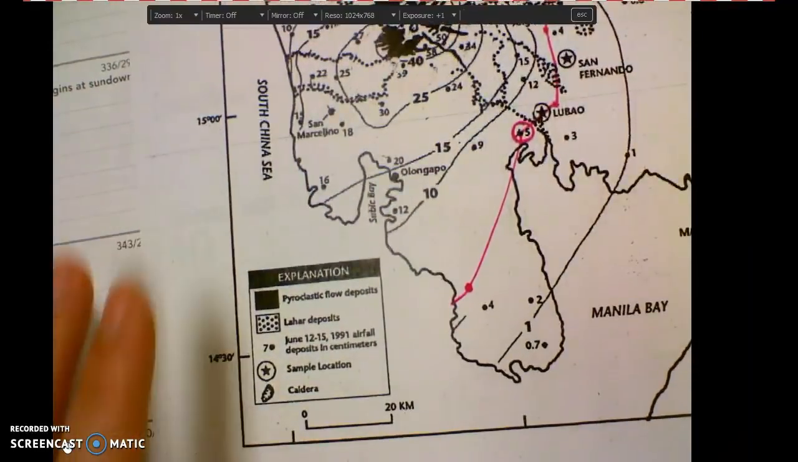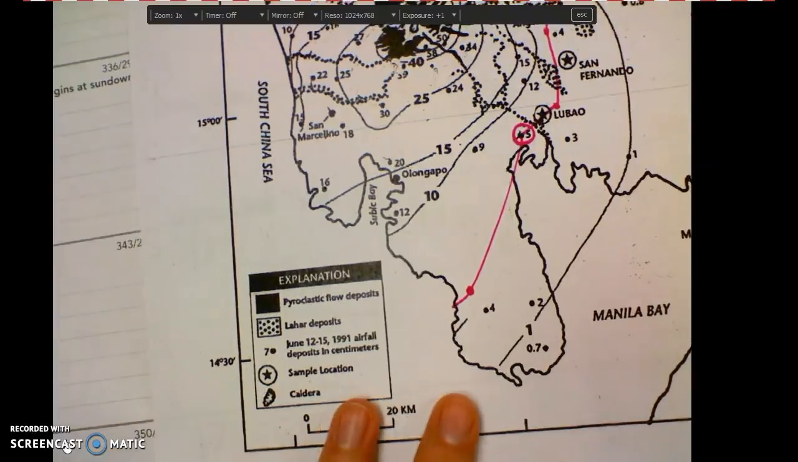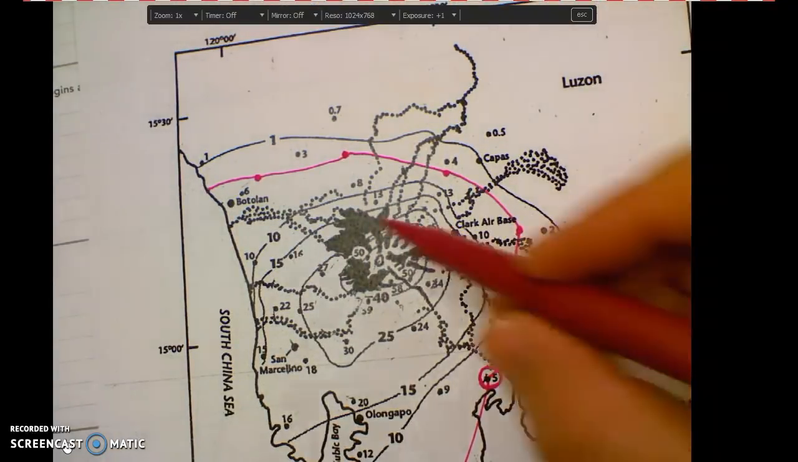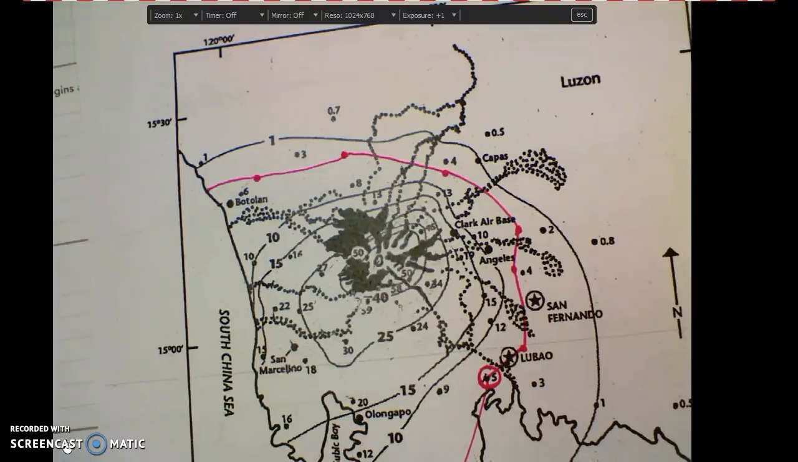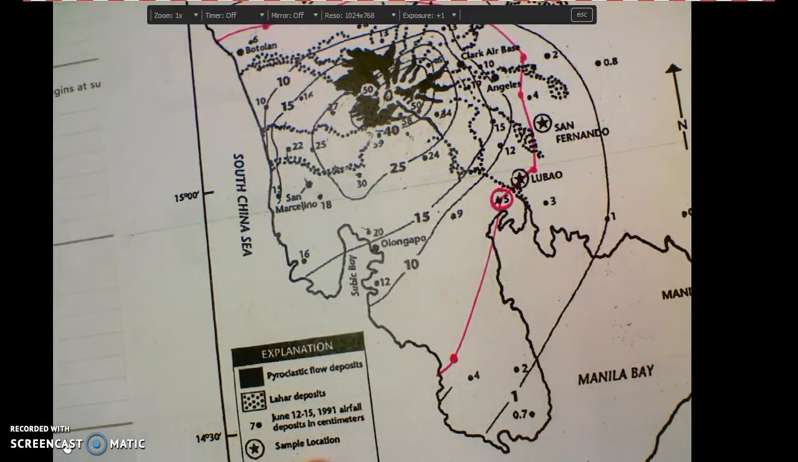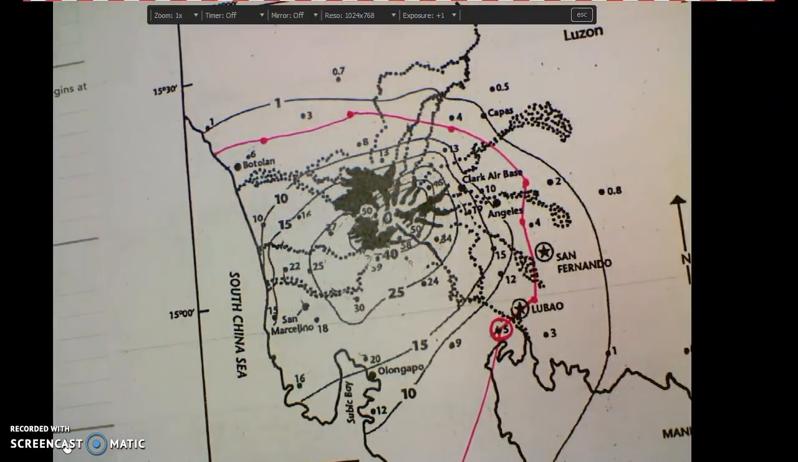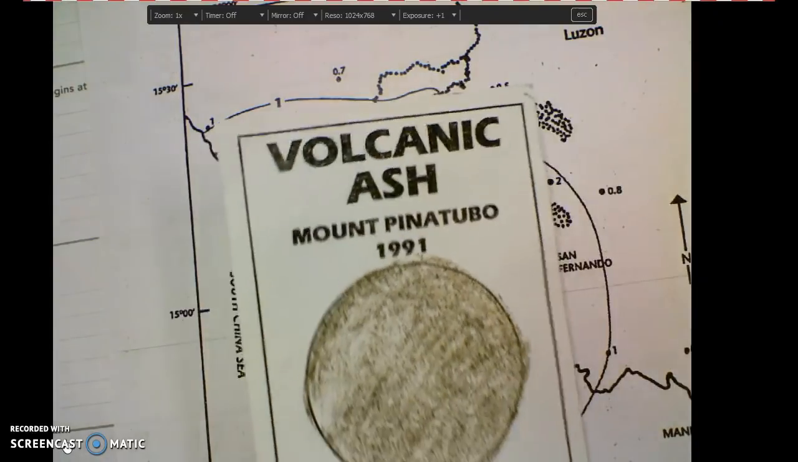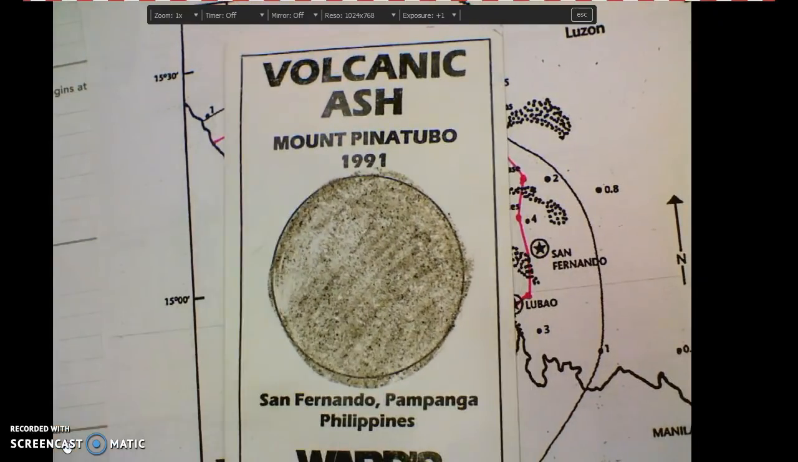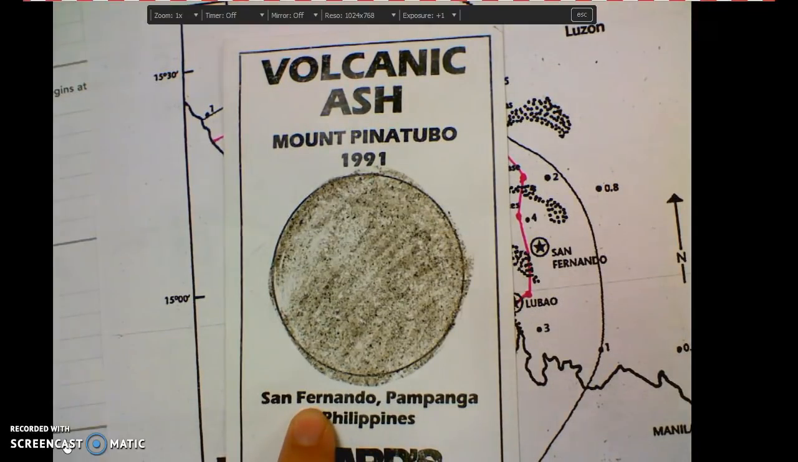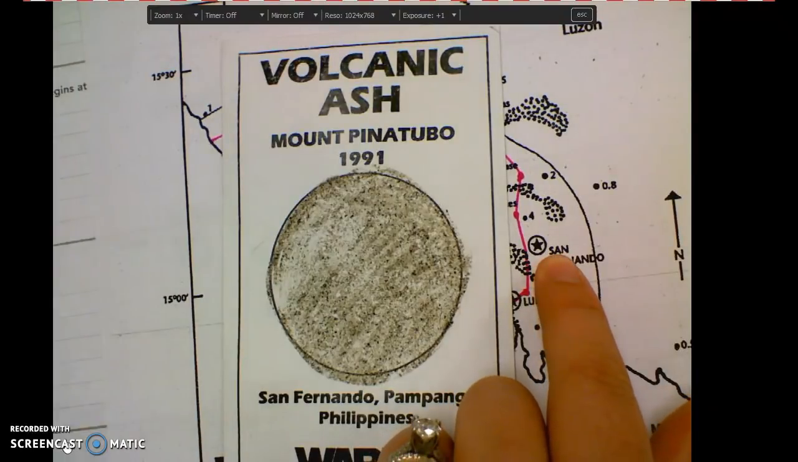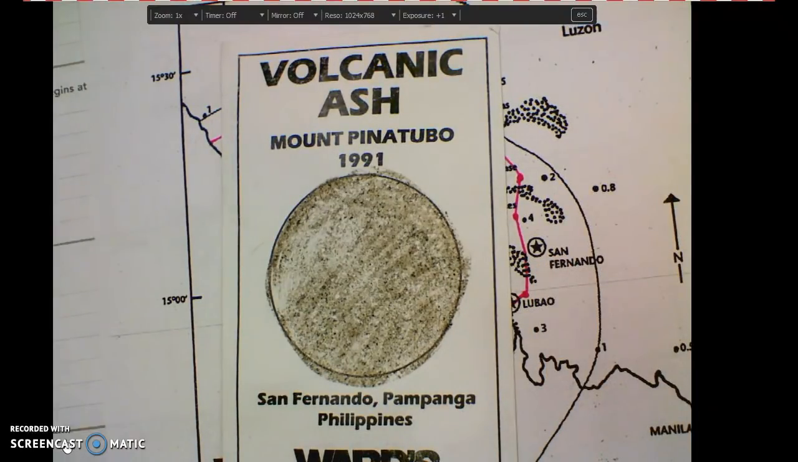The last thing to show you on the map are these little stars. There are 3 of them. These stars are sample locations. So this is where scientists scooped up the ash and studied what it looked like. And at your table, you'll find that you have these ash cards that match those locations. So you can see this is the ash collected from San Fernando right here on the map. You're going to need that in the future for the analysis questions.